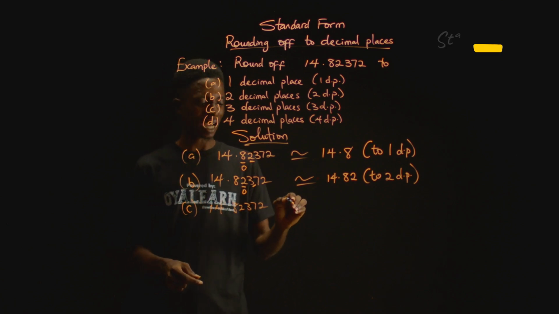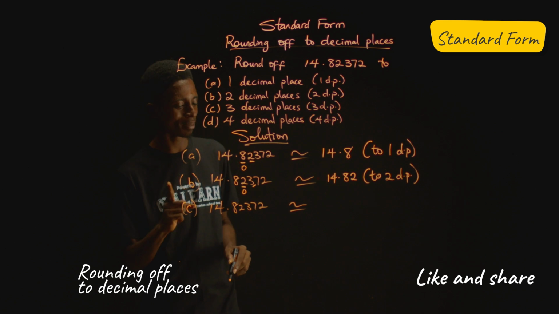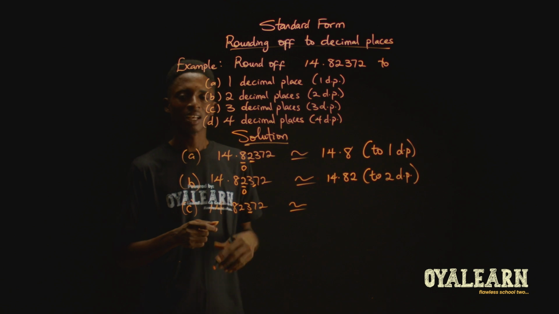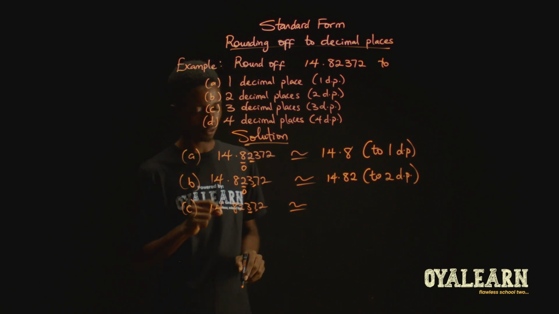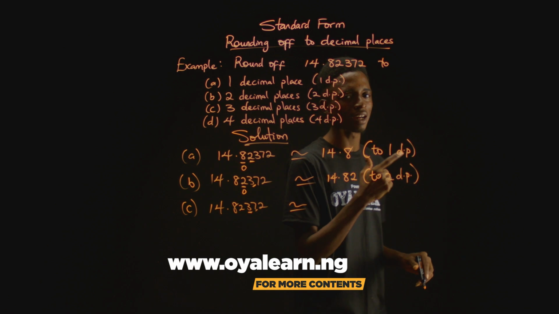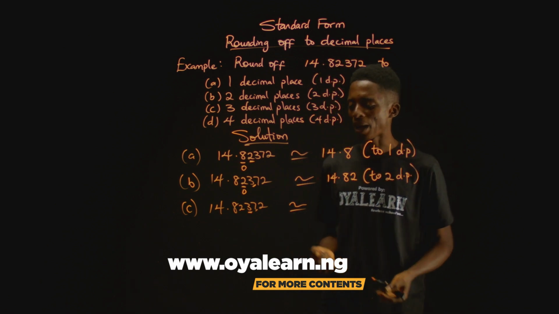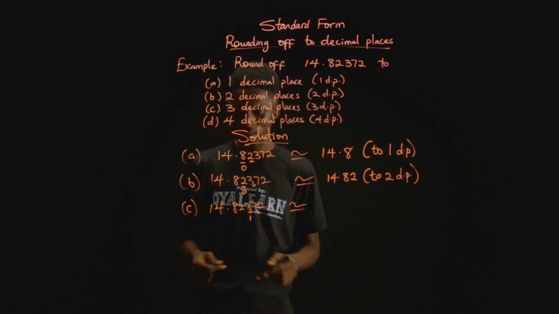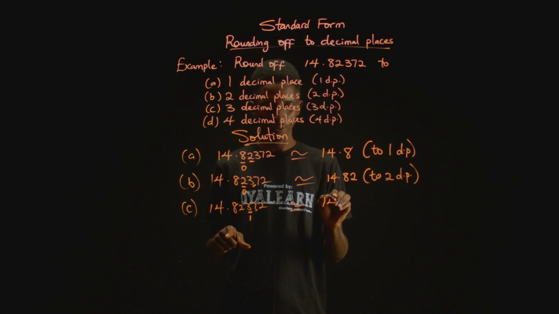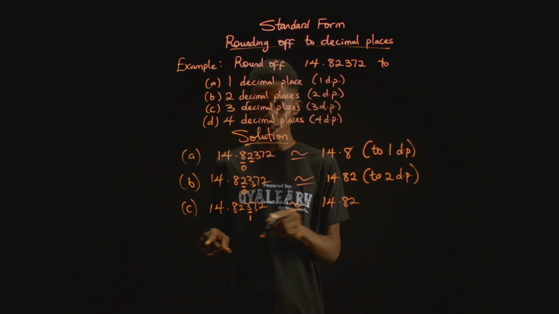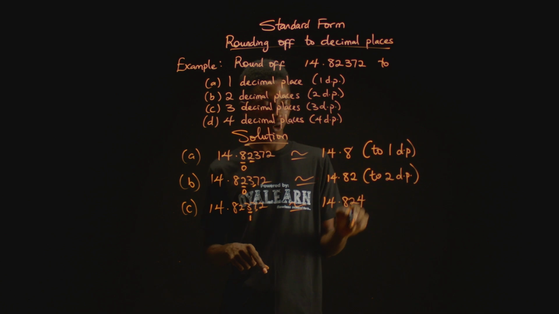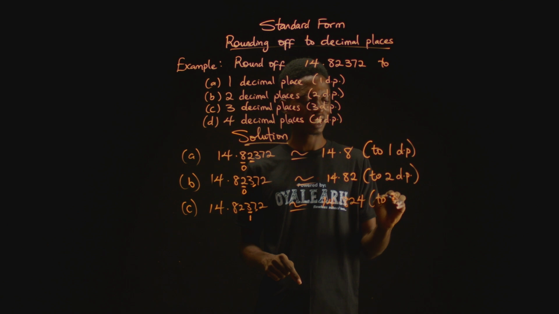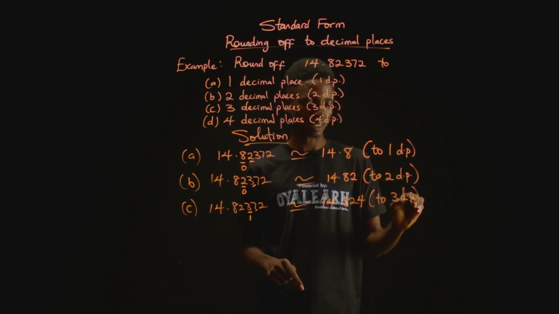14.82372. But this time, we're rounding off to 3 decimal places. And the digit in our rounding off point is digit 3. And next to digit 3, we have digit 7. And since 7 falls between 5 and 9, we are going to round up. By rounding up, I mean we're going to add 1 to our rounding off point. So this would give us 14.82. Now 3 plus 1 gives us 4. Now we have 3 digits after the decimal point. So this is to 3 decimal places.